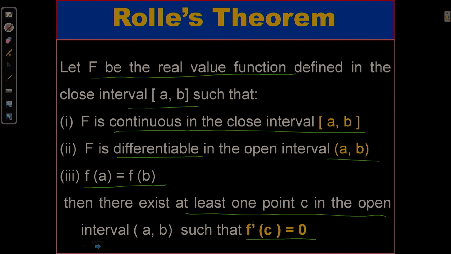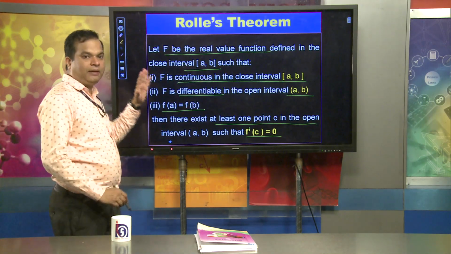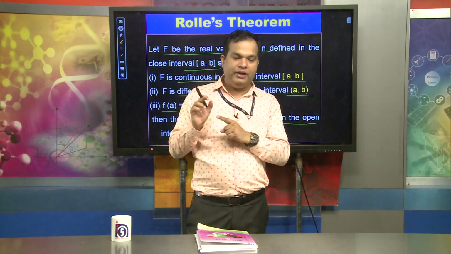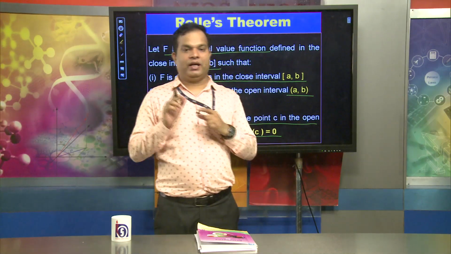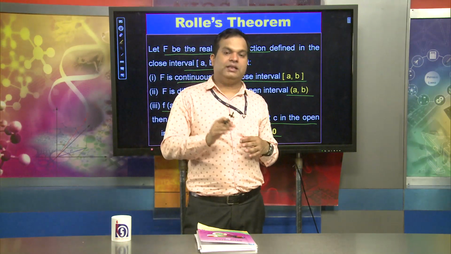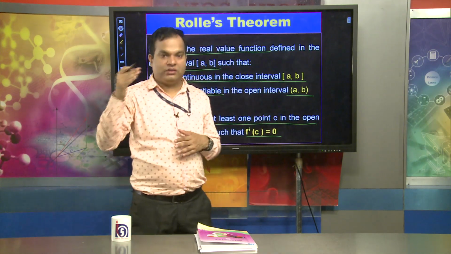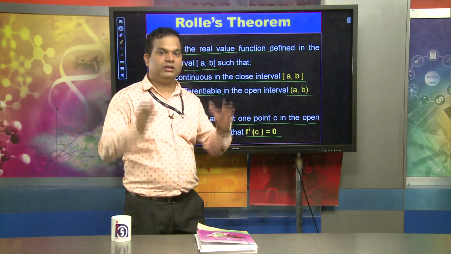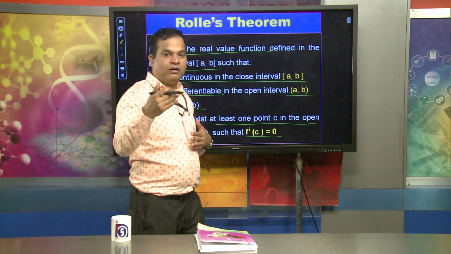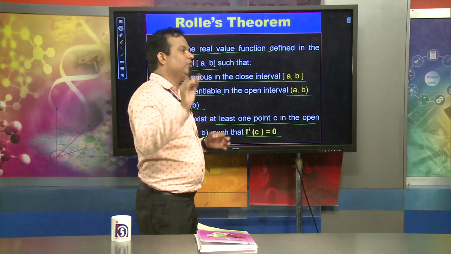equals 0. Okay. So very simply, Rolle's theorem says: if f is a real valued function which is continuous within the closed interval [a, b] and differentiable within the open interval (a, b), and f(a) is equal to f(b), then there exists a point c within the open interval (a, b) such that f'(c) equals 0. This is the statement, and based on it we will take a function and check whether this function satisfies Rolle's theorem or not.